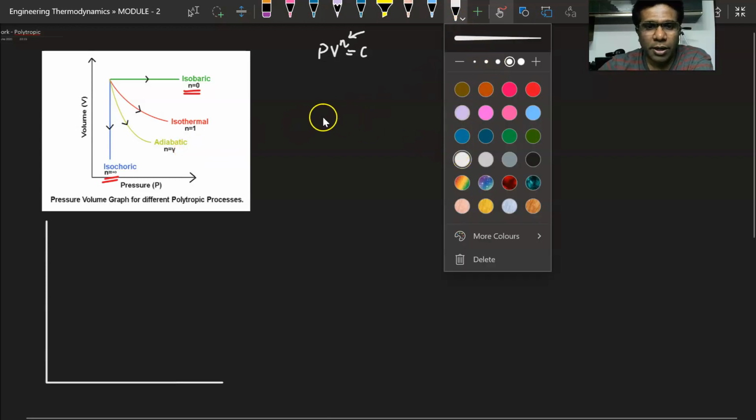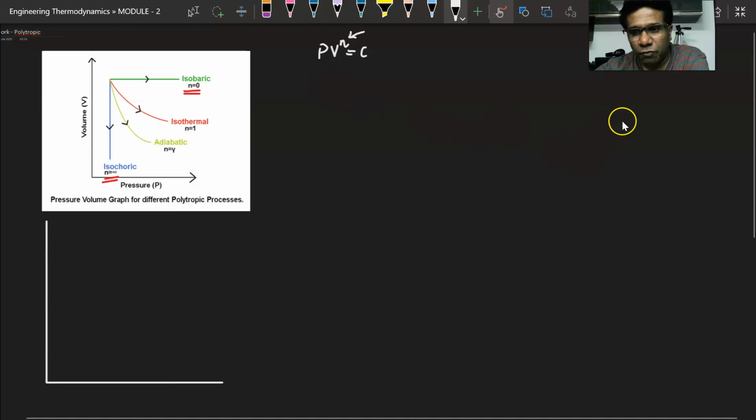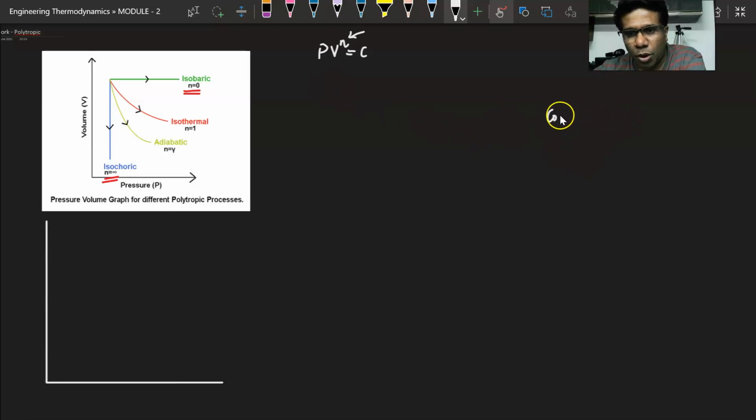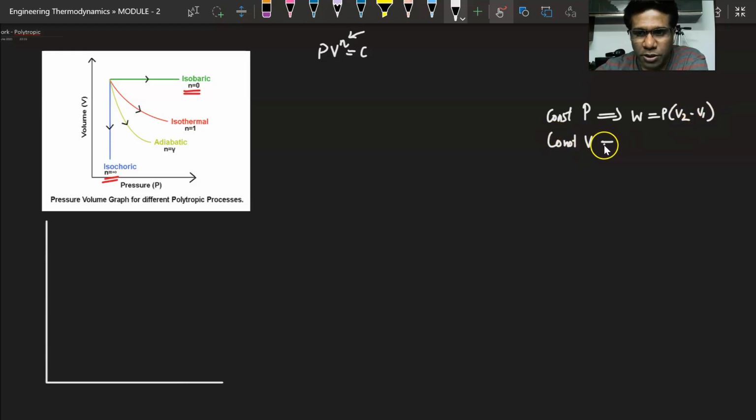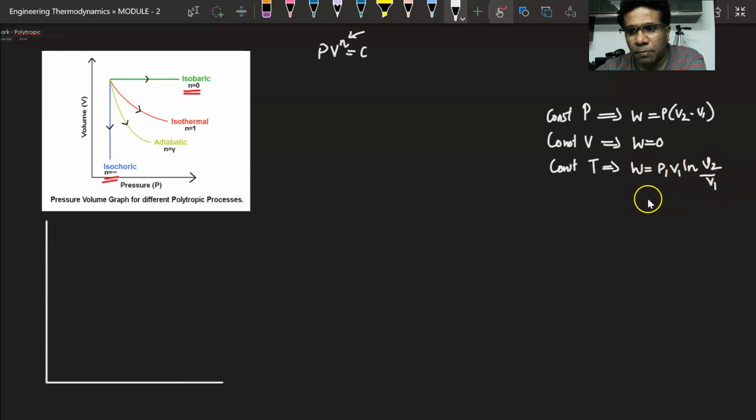So here, polytropic process is a general process, and we have already done, see, for constant pressure process, we know that the work done is equal to P into (V2 minus V1). Again, for a constant volume process, we know that W is equal to 0. Then for a constant temperature process, we derived the equation W is equal to P1 V1 ln(V2/V1), or it is also equal to P1 V1 ln(P1/P2).